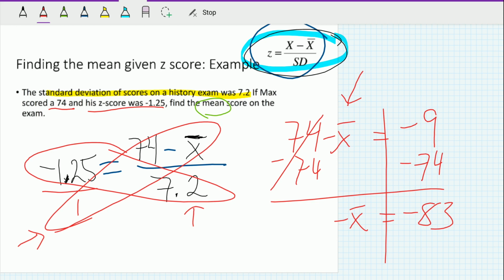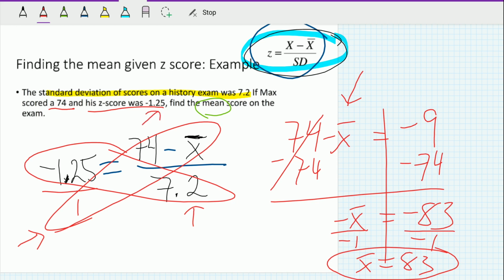Remember, I'm trying to solve for x bar, not negative x bar, so you can either multiply both sides by negative 1 or divide, whichever you feel more comfortable with. And so x bar is equal to 83. What that means is that the average is 83. Now, does it make sense? His z-score was negative, so it was below the average, and his score was a 74, which is below 83. So that checks out. That's how you do these problems. For this one we were trying to find the mean, but we can solve for any of these four variables given three bits of information.